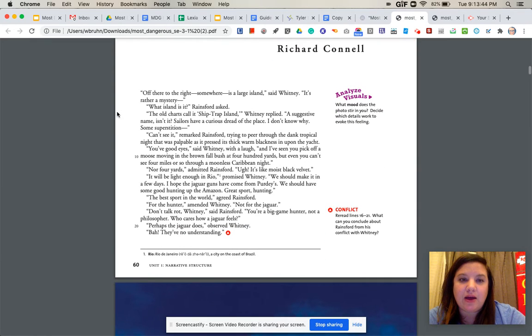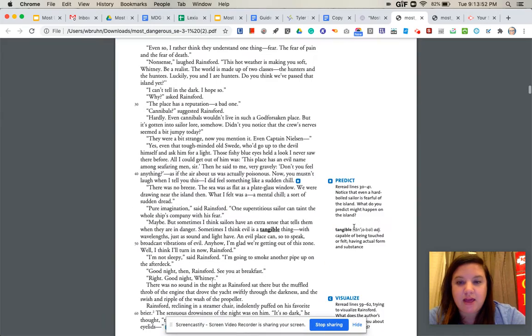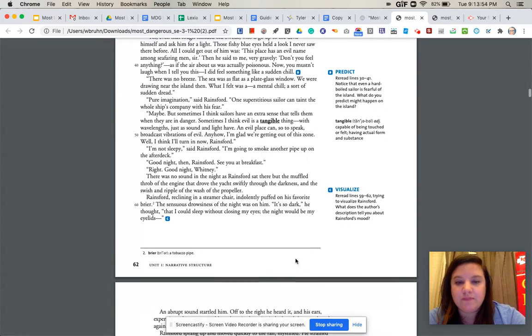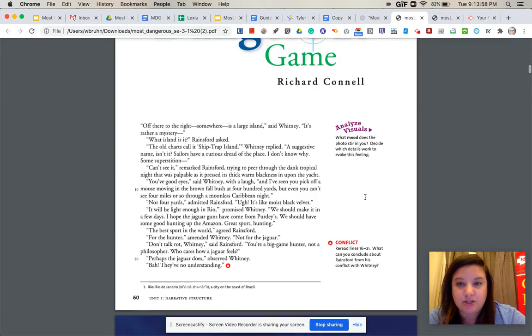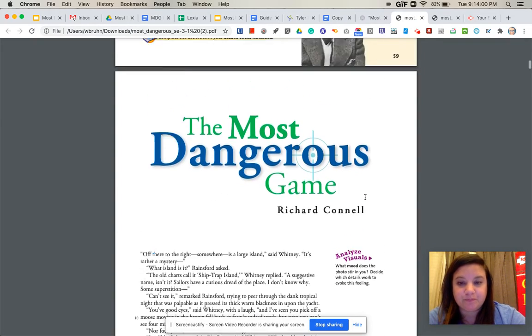And you'll see that throughout the text, there are these little letters, and these letters correspond with a question that is in the margins. So you see there's A, here's B, here's C. So those are places that you're going to stop and answer questions as you are reading.